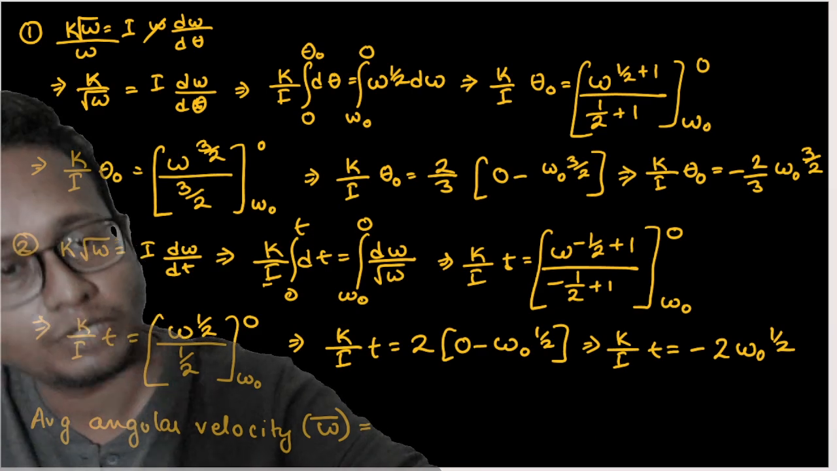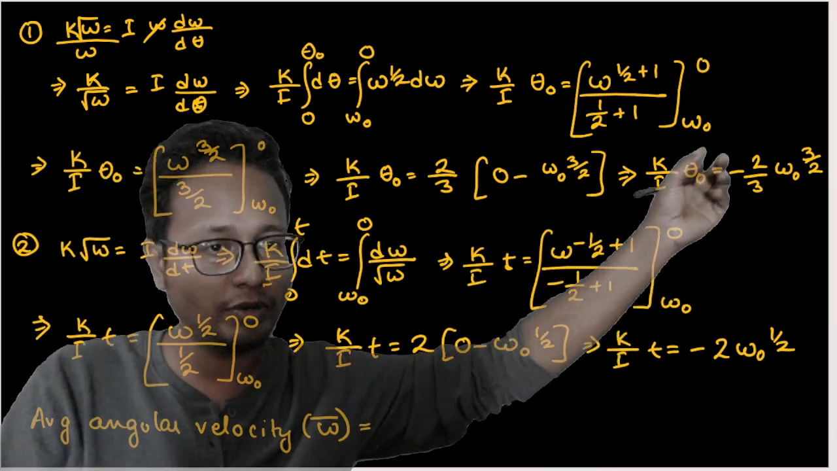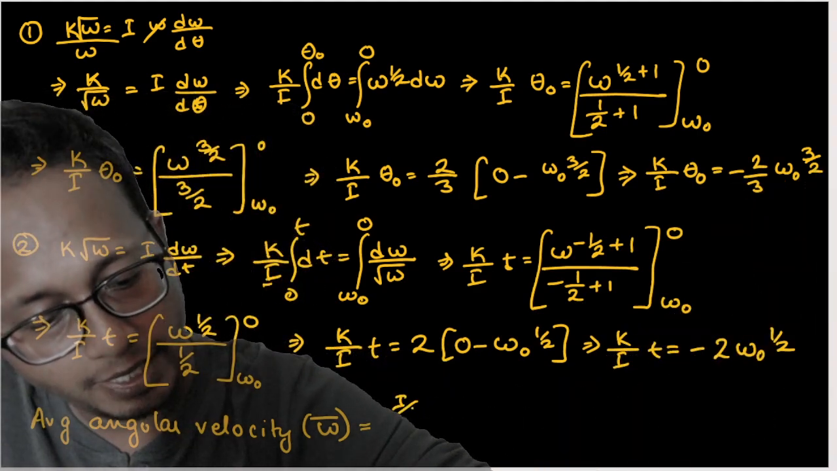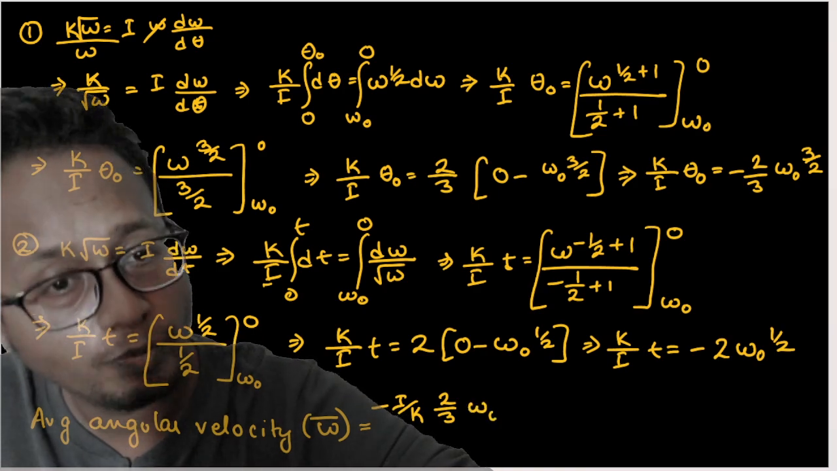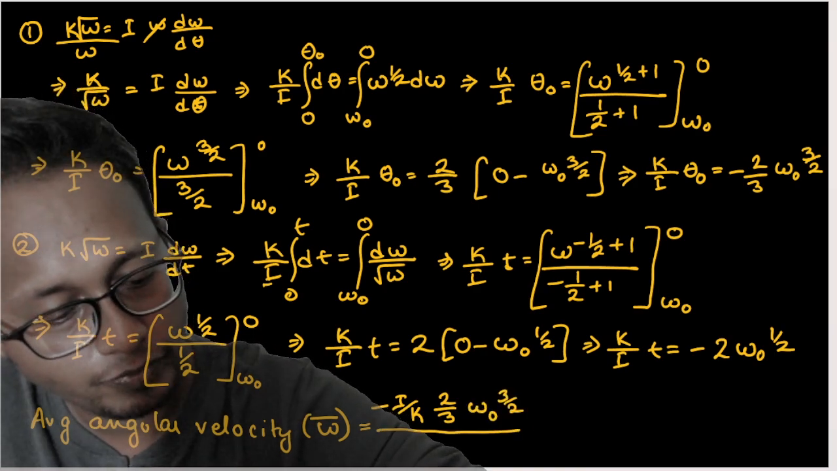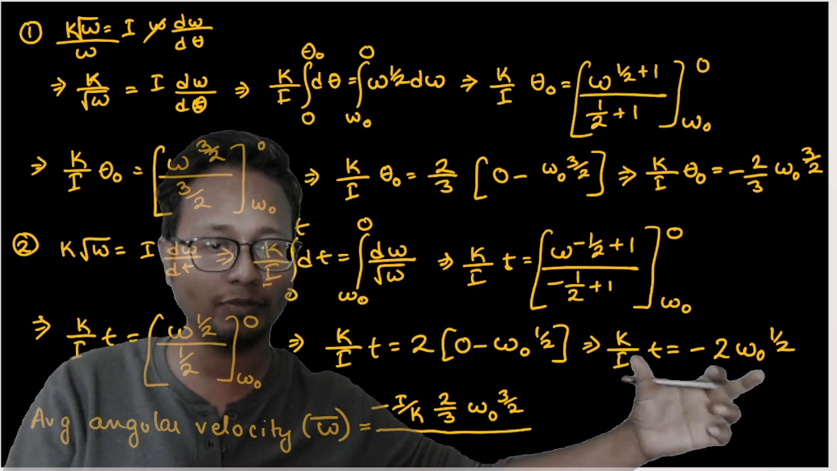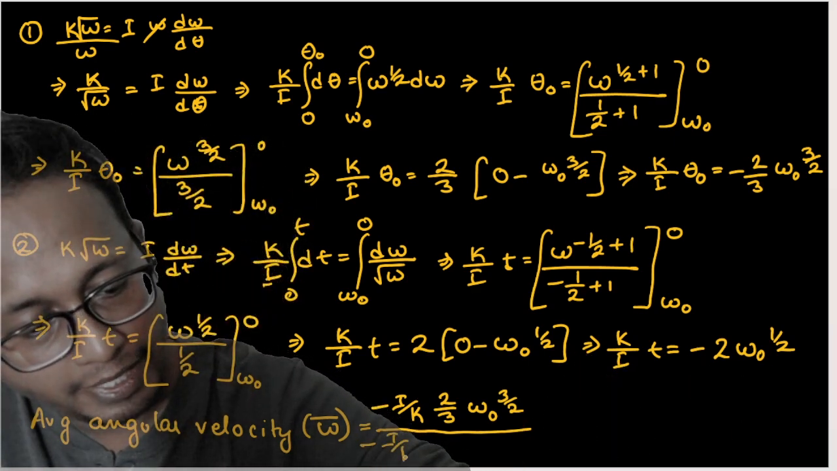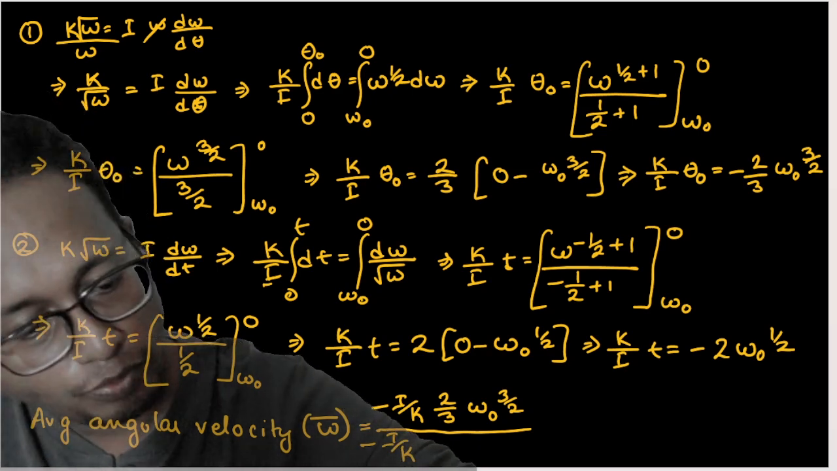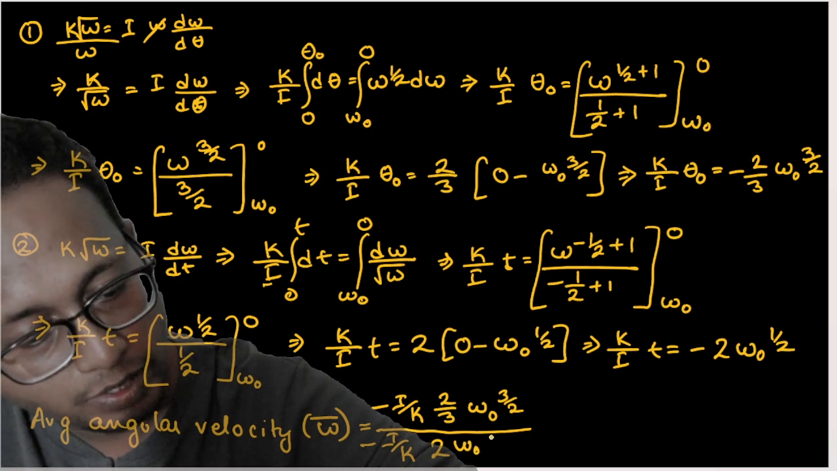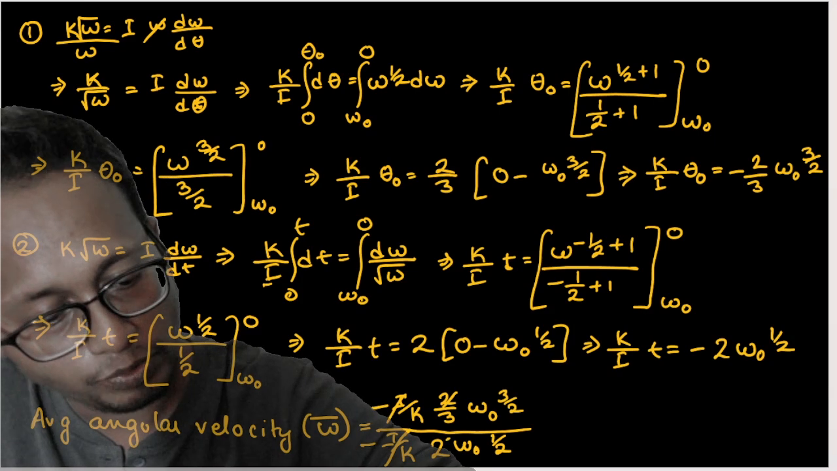From the first equation, what is the total displacement? Total displacement is nothing but I by k into minus 2 by 3 omega naught to the power 3 by 2. What is the total time? Total time is minus I by k into 2 omega naught to the power 1 by 2. So I by k and I by k get cancelled, and 2 and 2 will get cancelled.